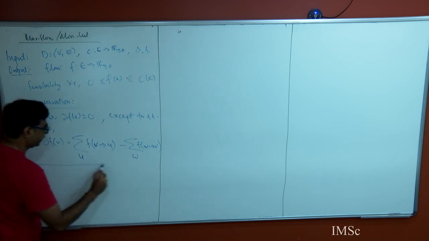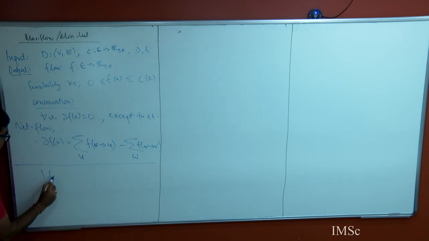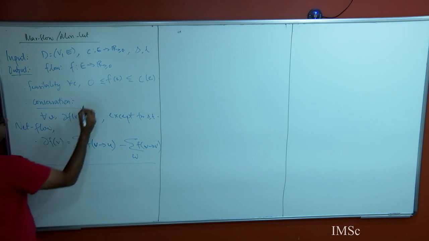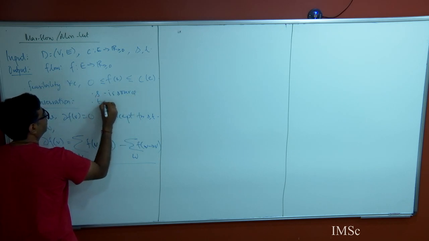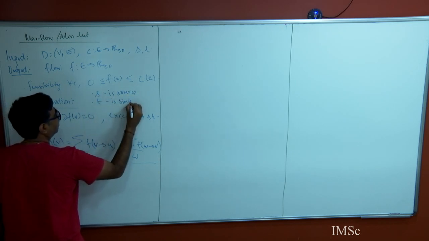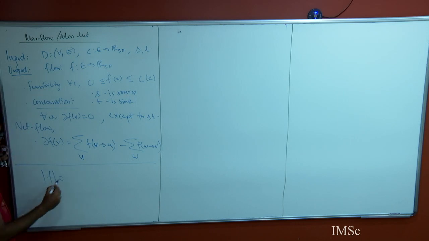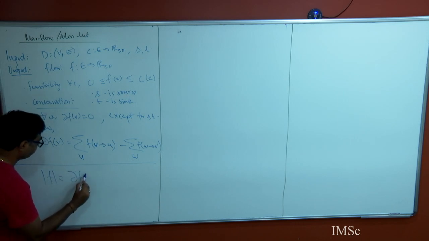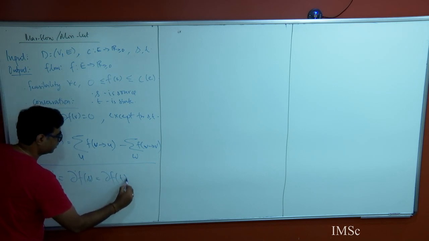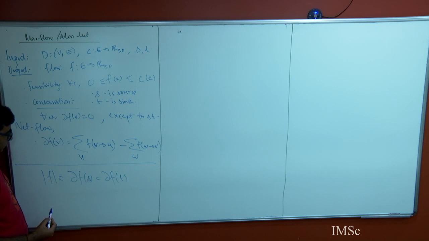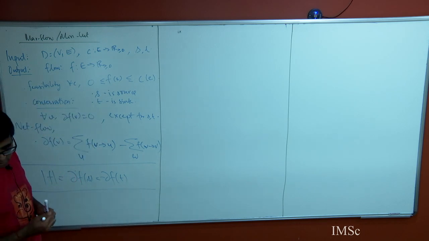And what was the flow value? So we assume that s is the source and t is the sink. What was the flow value? It was basically the net flow at s, which is the same as the net flow at t. No, it is the same, sorry, negative. Okay, so this was the setup we were working on, and we defined the notion of cut.